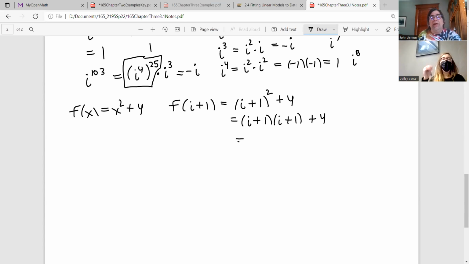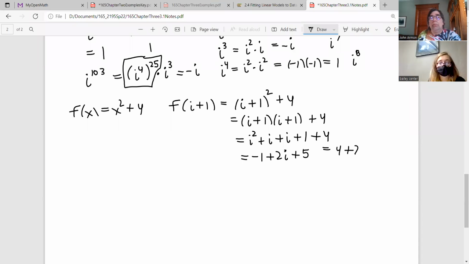So I'll multiply these two out right here. i squared, i. 1 times 1 is 1. i squared by definition is -1. These two are like terms. 4 plus 1 is 5. And then your final answer in standard form is 4 plus 2i.